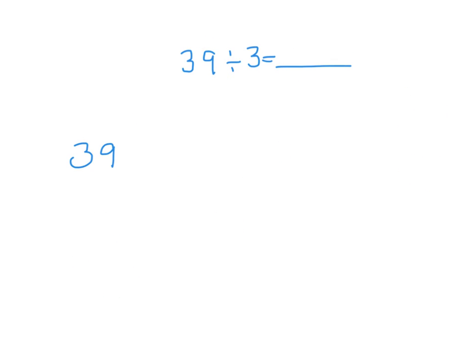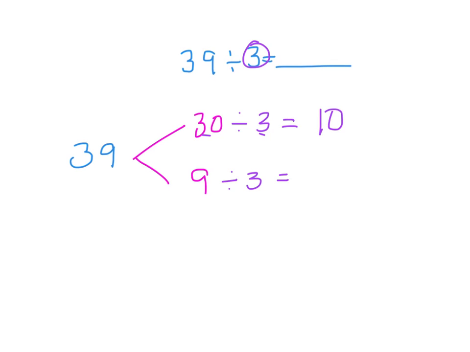Here's one more other way to do it using the distributive property. I broke 39 into 30 plus 9. Then I divided each of those parts by my divisor, which is 3. 30 divided by 3 is 10, one partial quotient. 9 divided by 3 is 3. Add the partial quotients together, and I get 13, which is my final quotient.